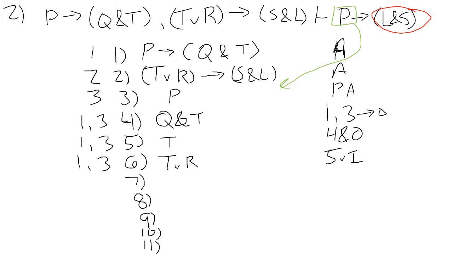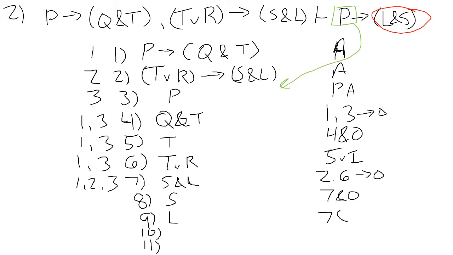And now I've got the antecedent here to the second conditional, so I can get S and L from 2 and 6, arrow out. And now I'm looking for L and S, so I have it here. I just need to break it down and build it back up. So that's what I'll do. I'll break down 7 into S and L.